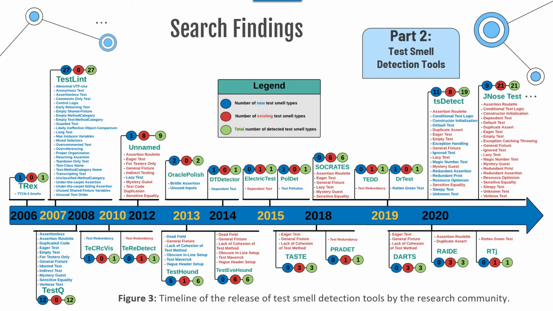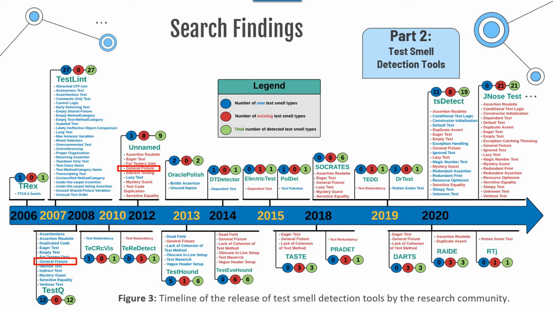The blue one shows the number of new test-smell types, the red one shows the existing test-smell types, and the green one shows the total number of detected test-smell types. If we read the graph from left to right, from the oldest to the newest, we can see, for example, that General Fixture is presented here as a new test smell. But for the other tools, its name is highlighted in red, which means it was not proposed as a new test smell in that tool.